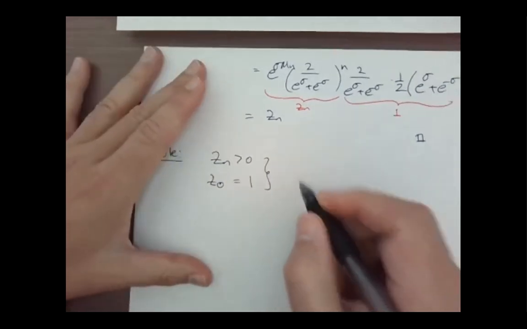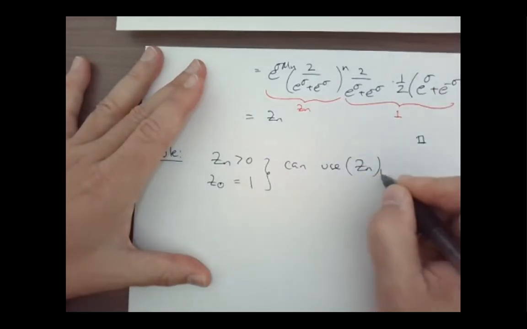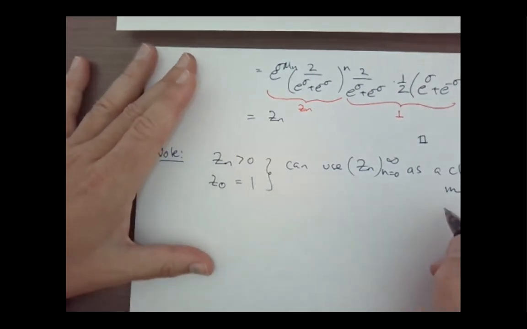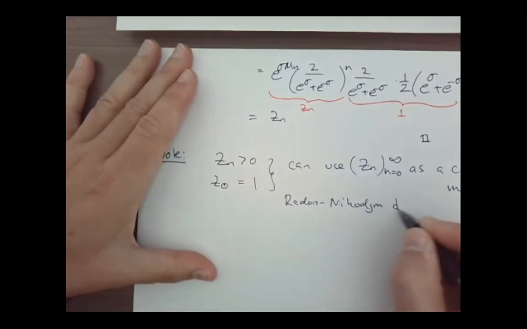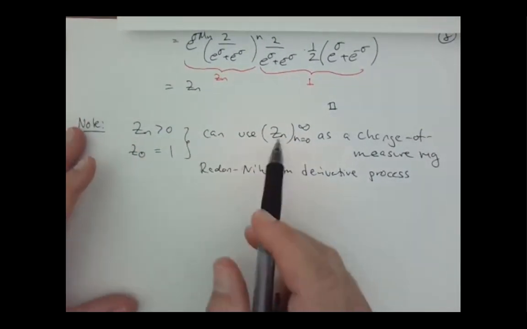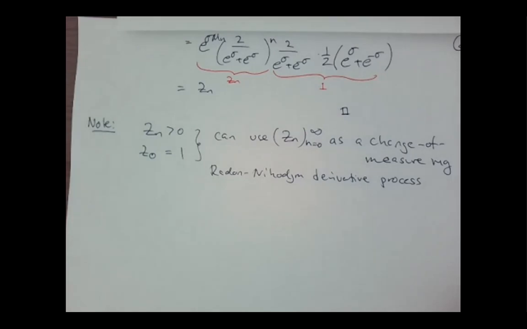So this allows us to say that we can actually use C_n as a change of measure martingale, the Radon-Nikodym derivative process, if we so desire. That will be one application of this C_n, which is not what we're going to be doing today, but this is something we can do because we have a positive martingale. It starts at 1, so we can use it to change measure.